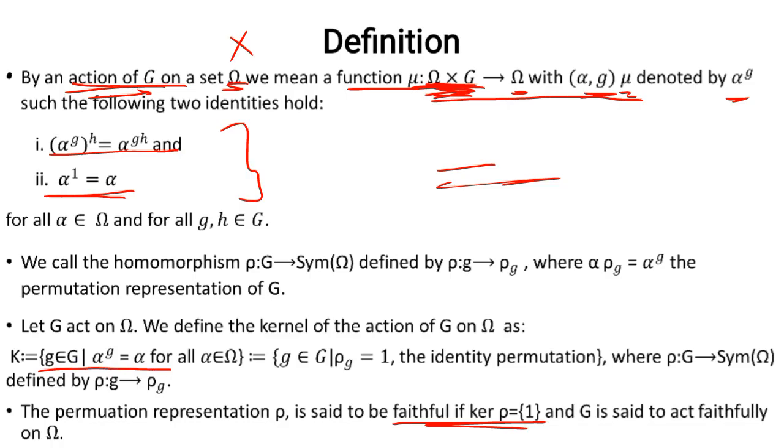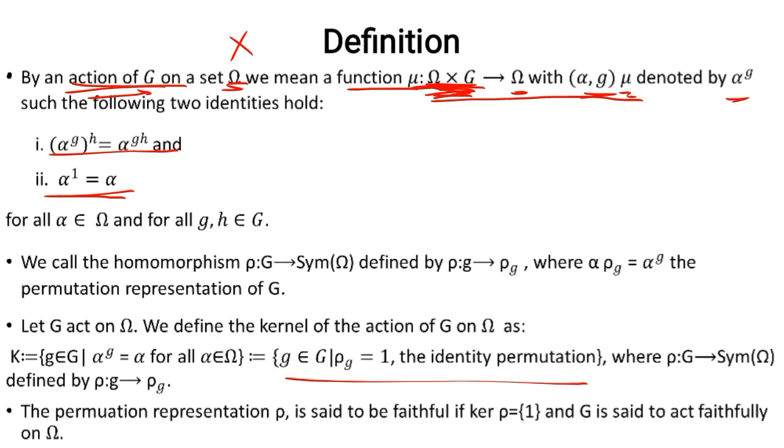We know what the kernel looks like. It's when G acts on the set Ω and picks an element. If G picks an element alpha and gives you back alpha, that is what we call the kernel. That's an element of the kernel. And if we're using the homomorphism, which has to do with the permutation representation, it will look like you have here. That's a definition. Okay, next.